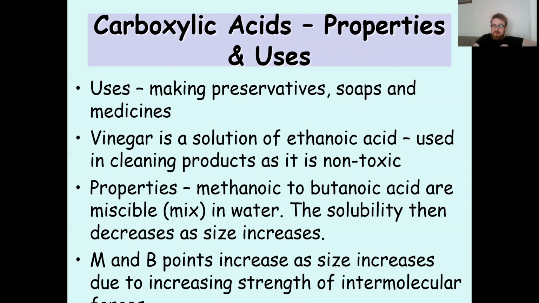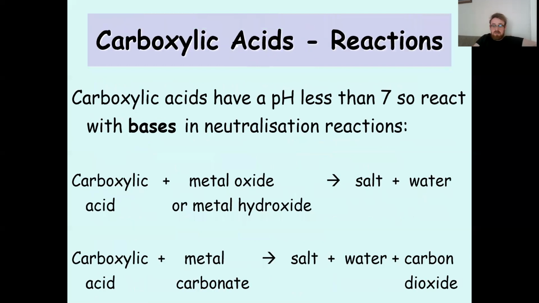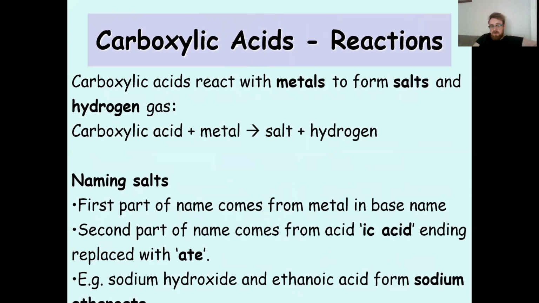One last thing you need to know about carboxylic acids: they're an acid. That's literally in the name. So carboxylic acids have a pH of less than 7, so react with bases in neutralization reactions. Carboxylic acid plus metal hydroxide or metal oxide gives you salt and water. Carboxylic acid plus metal carbonate gives salt, water, and carbon dioxide, the same as in the acids and bases topic. You can also react them with metals to form salts and hydrogen gas. So carboxylic acid plus metal gives salt plus hydrogen.